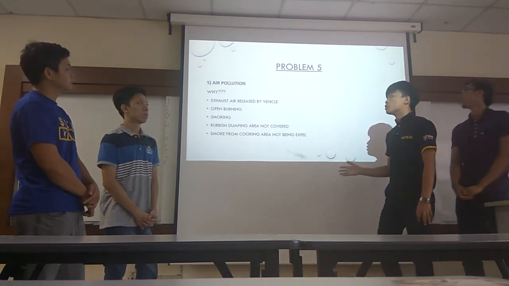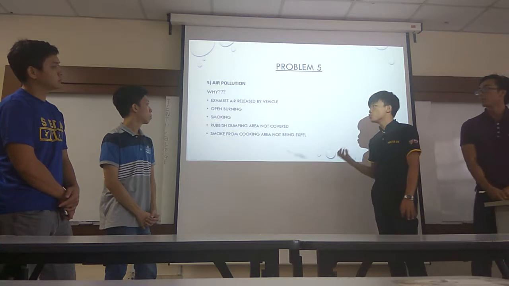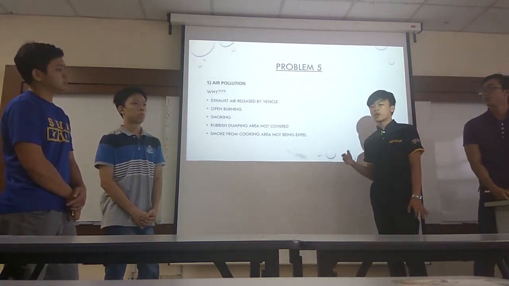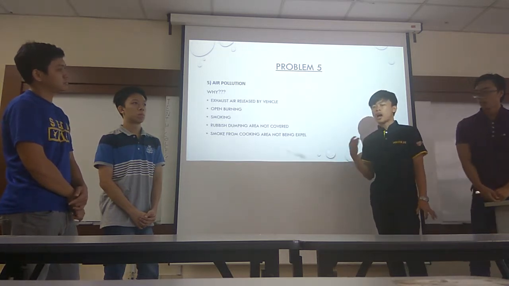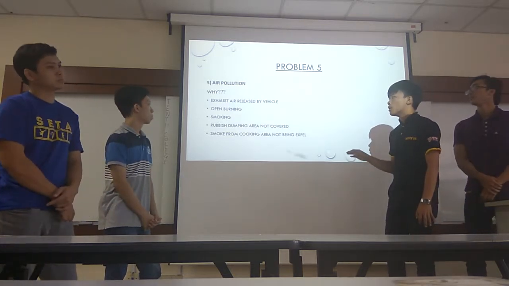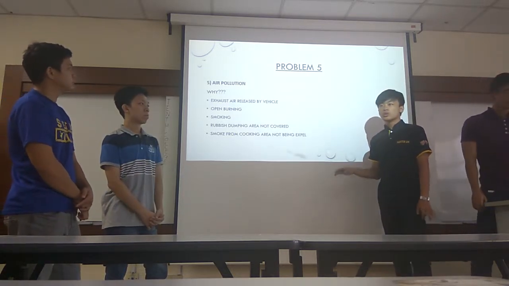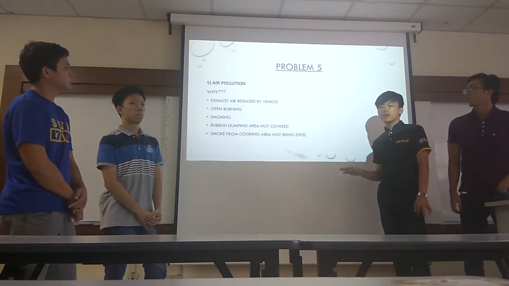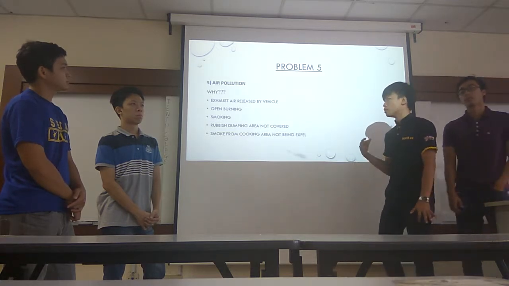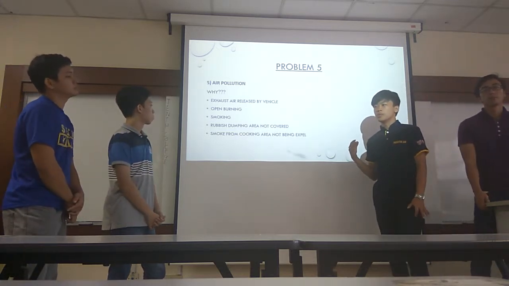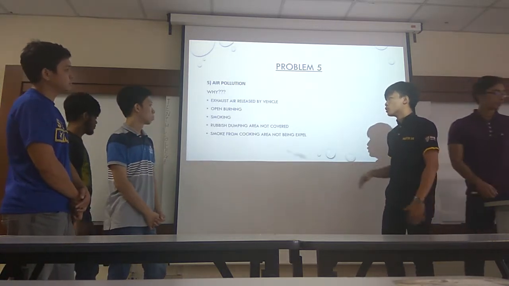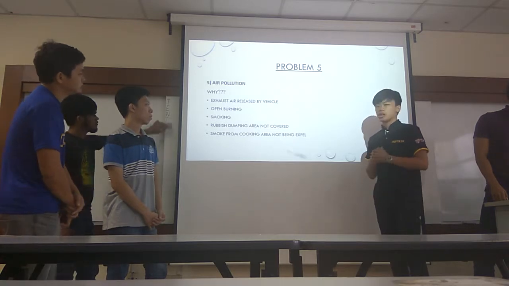So the third one is smoking. Why do we say that smoking can cause air pollution? Because cigarette smoke produces tobacco smoke that is harmful to human health. The fourth one is the rubbish dumping area, which is not covered. When the rubbish dumping area is not covered, it will produce many different kinds of smelly odors around the college area and will be an inconvenience for the residents. The fifth one is the smoke from the cooking area, which is not being expelled.